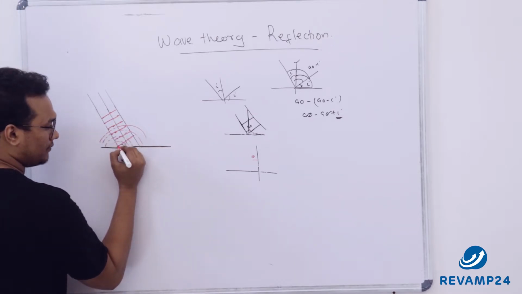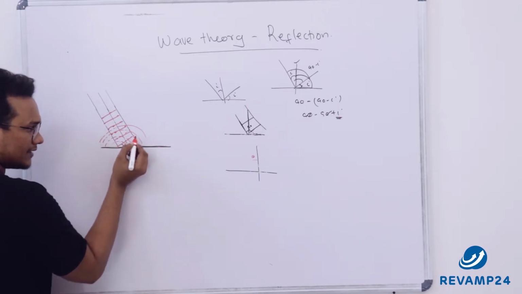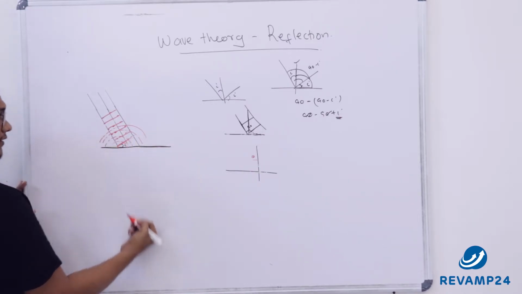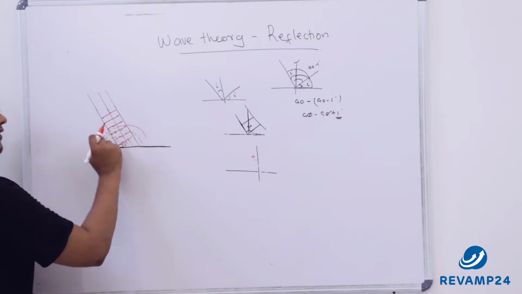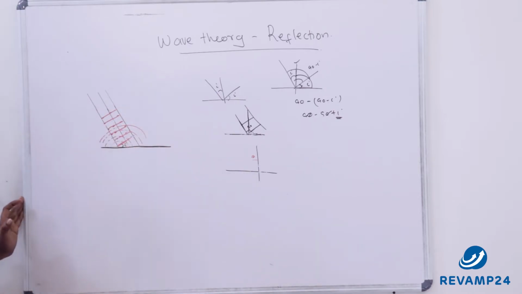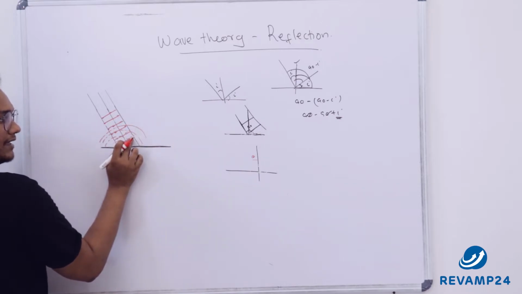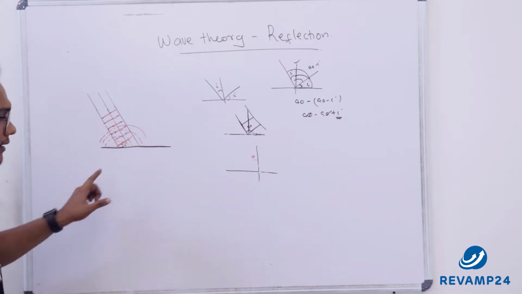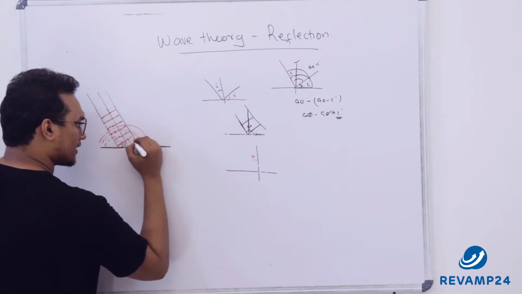Now at the same time, the moment this wavefront reaches here, the other part of the wavefront is here. So the whole thing is the wavefront. But this part has started sending wavelets or wavefront in this direction. But this part need not. This part doesn't need to send wavefront in this direction because this can still send wavefront in the forward direction.